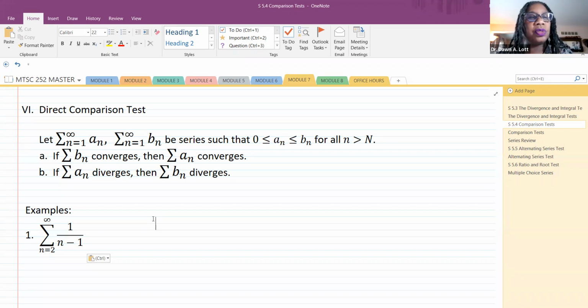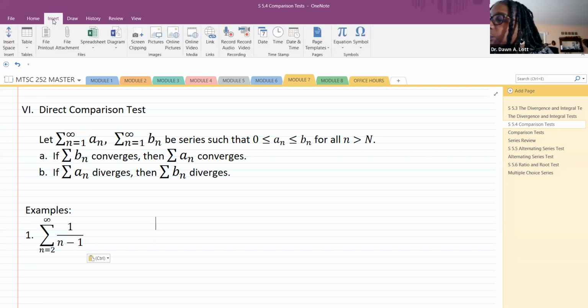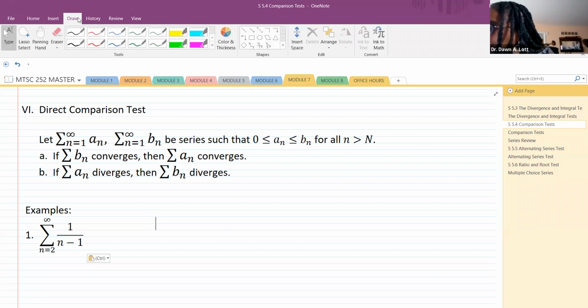We're going to do the direct comparison test. So I need to be able to make 1 over n minus 1 smaller than something or bigger than something. So let's just start off with n minus 1. We clearly start off with n minus 1.